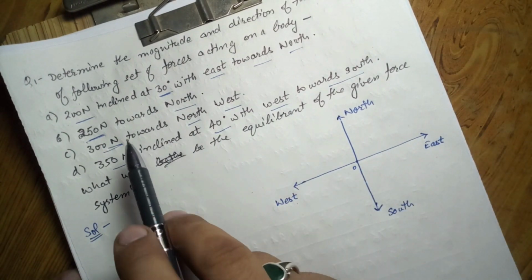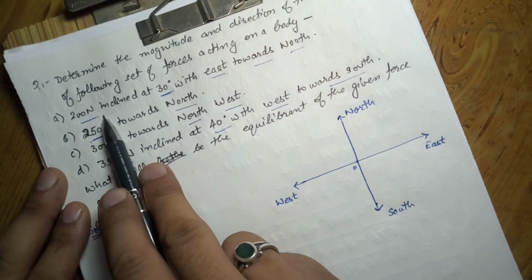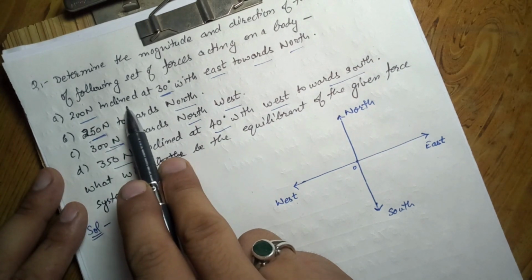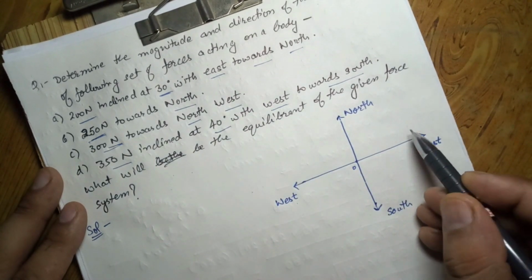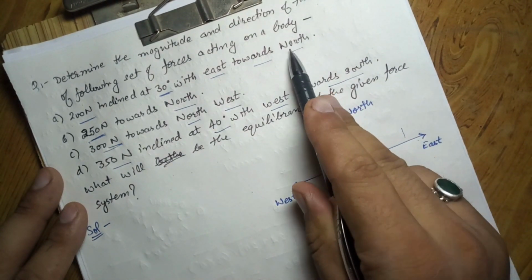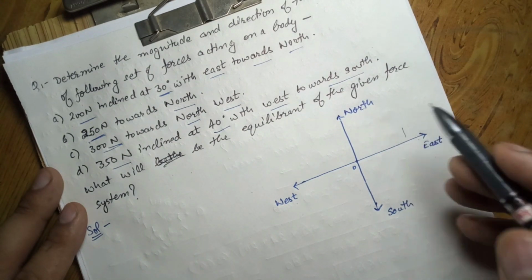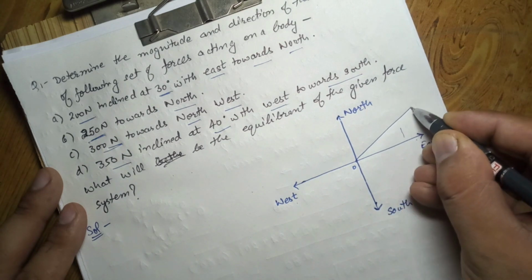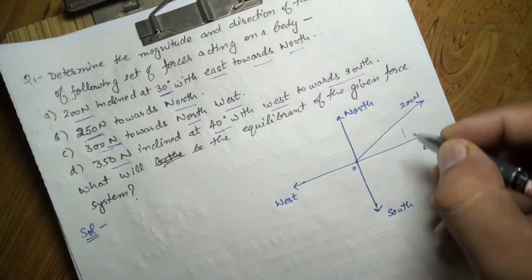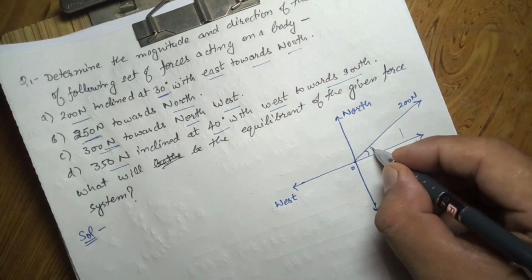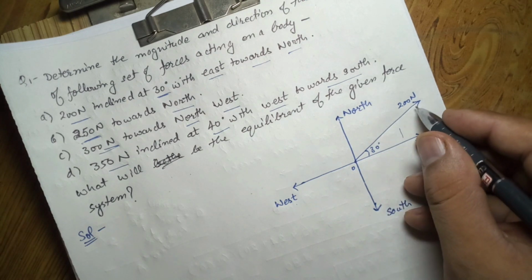Now the first case is there. Read the statement very carefully. 200 Newton, magnitude 200 Newton, inclined at 30 degree with east, 30 degree angle towards north. It can be here also, but it is given that towards north. So this is the direction of 200 Newton and it is making an angle of 30 degree with east towards north, right?